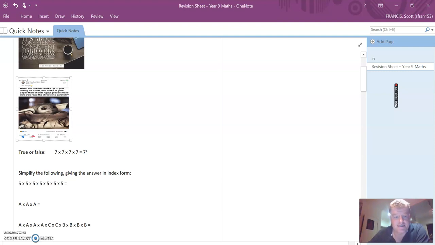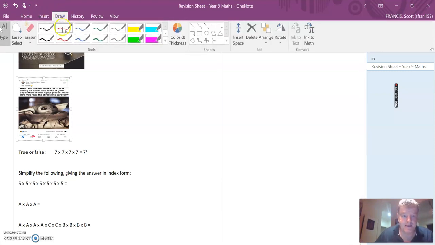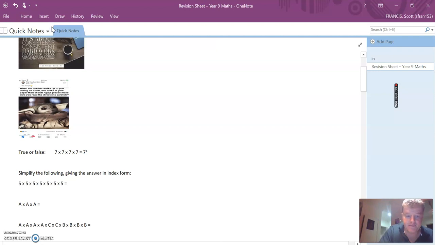The first question asks: 7 multiplied by 7 multiplied by 7 multiplied by 7, 7 multiplied together 4 times. Does it equal 7 to the fourth? True or false? The answer is true, because the base is 7. The thing we multiplied together is 7, and we've done it 4 times. So it is definitely 7 to the 4. Hopefully my drawing will pick up as this goes on.